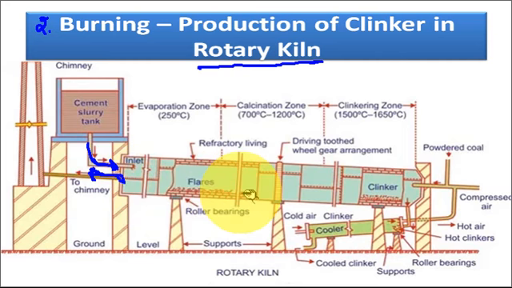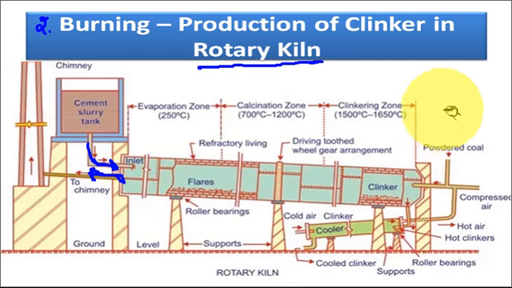The kiln is mounted on the rollers. These are the rollers. So this kiln is mounted on the roller bearings. The raw materials are fed at the upper end of the rotary kiln, and the burning fuel, this fuel is the powdered coal. The burning fuel and air are injected at the lower end. From this side, the burning of fuel is carried out.